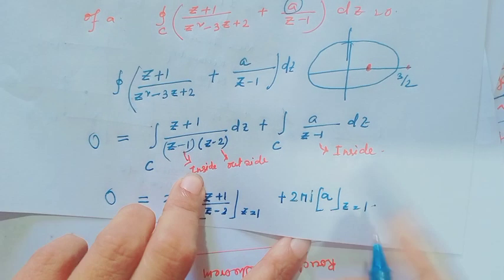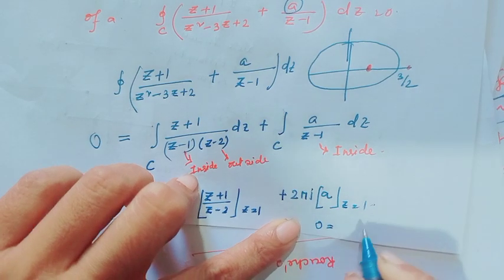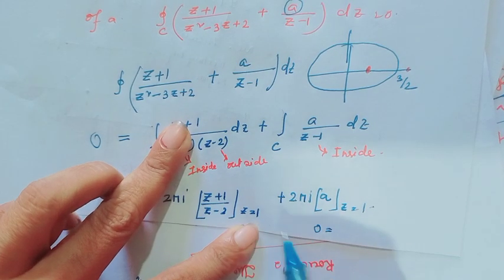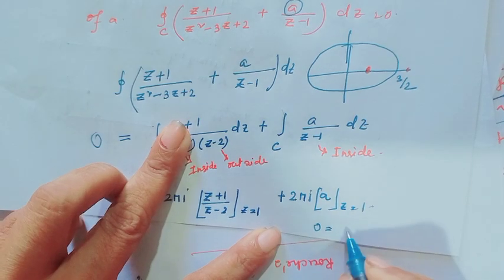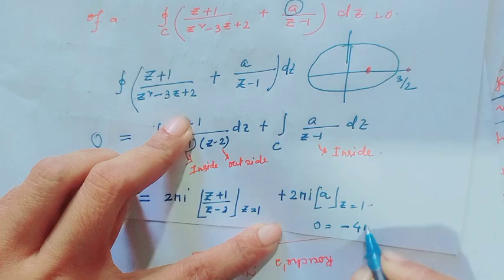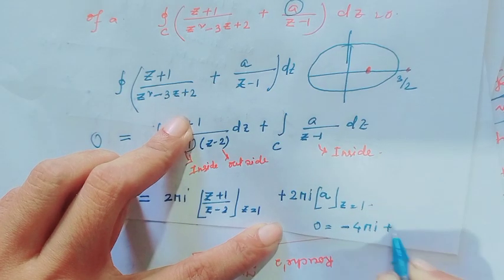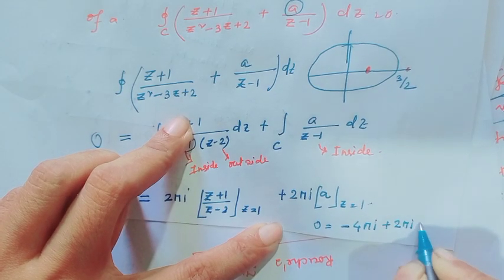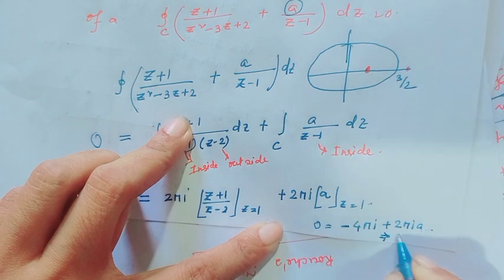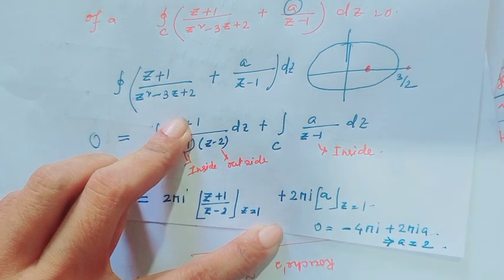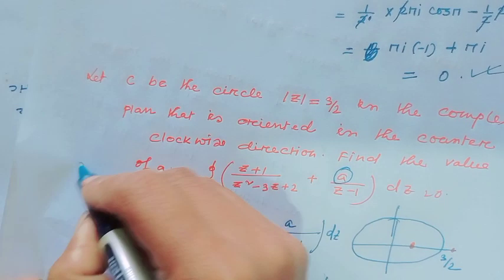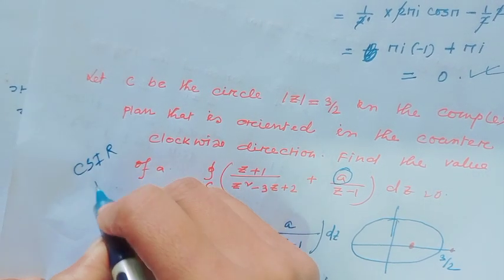That means 0 equal to, putting the value z equal to 1, this value is equal to minus 2, that means minus 4 pi i, and this value is equal to 2 pi i a. So that implies the value of a equal to 2. I hope all my viewers have understood. This question is also a CSIR NET question.